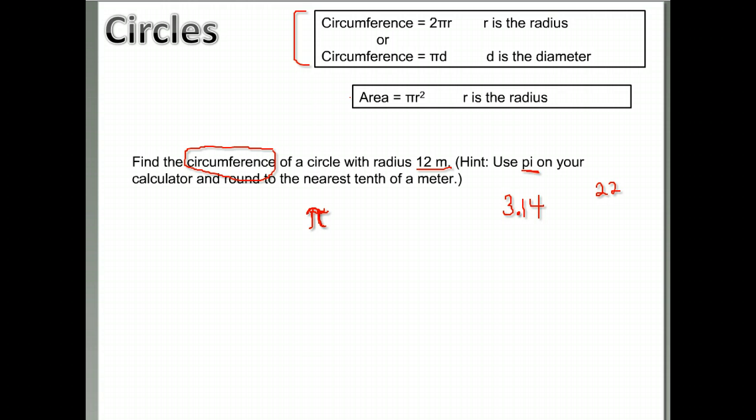Or the fraction 22/7. But let's go ahead. We're given the radius, so let's use this formula for circumference, where the circumference is 2 times pi times the radius. Try that out and let me know what you get.